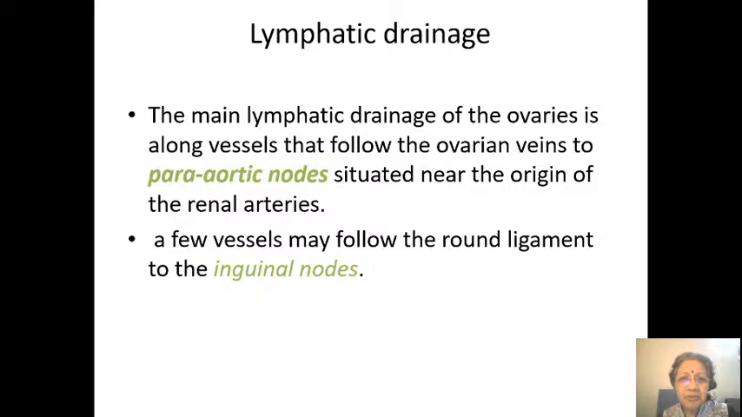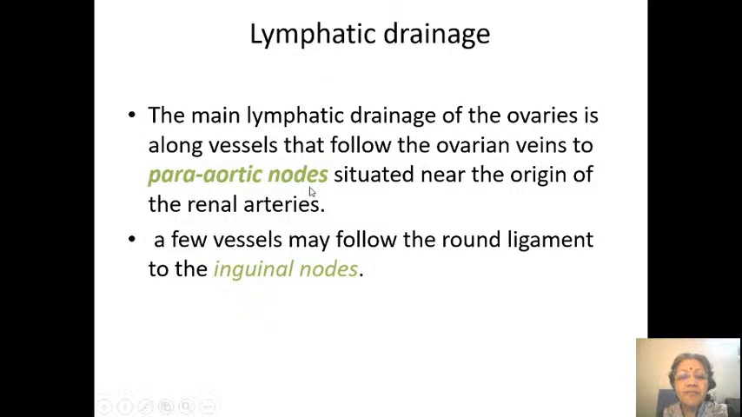Lymphatic drainage is important because the ovary has plenty of pathology, particularly tumor-like. We will learn that in pathology in detail. But the lymphatic drainage is back to L2, L3 level of para-aortic nodes situated near the origin of the renal arteries. A few vessels may follow the round ligament. There was a round ligament which goes towards the labia majora in the female. So that area of perineum drains to the inguinal nodes, which was there in the lower limb. There were superficial and deep inguinal nodes, remember? So those inguinal nodes will drain the perineal area both in the male and the female.